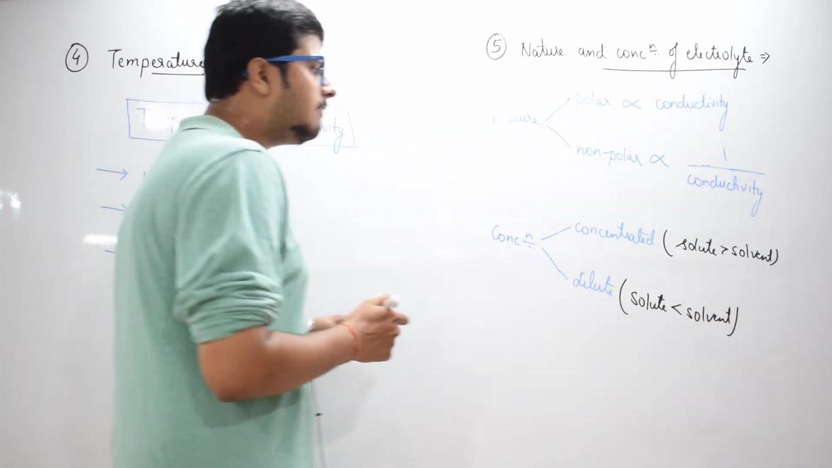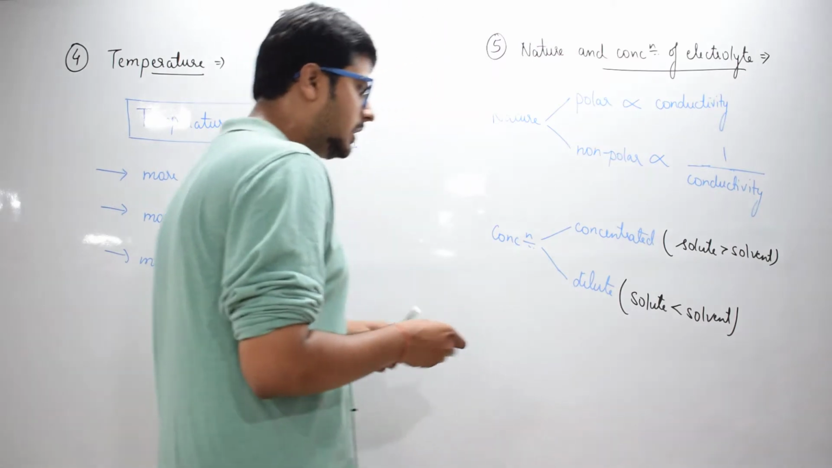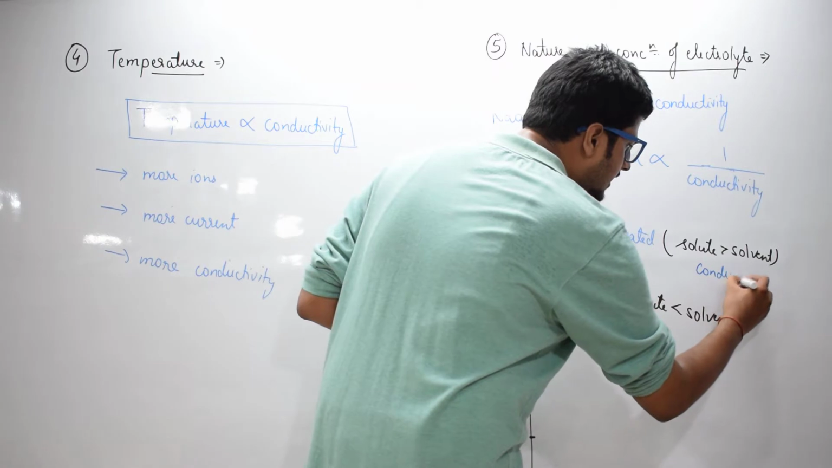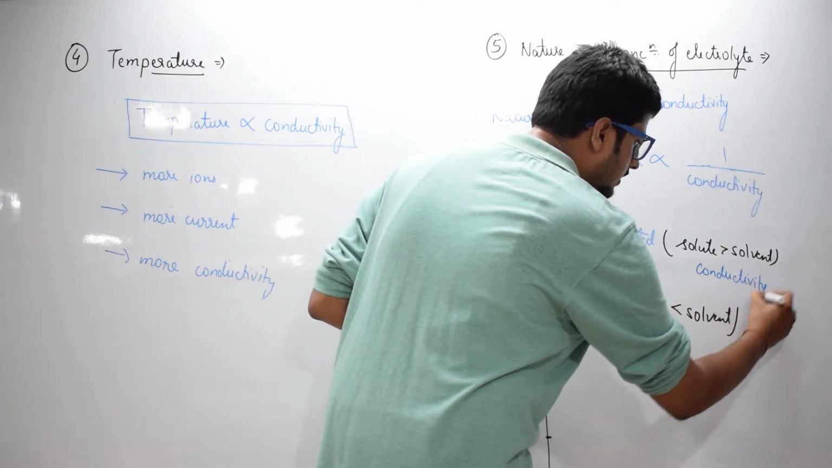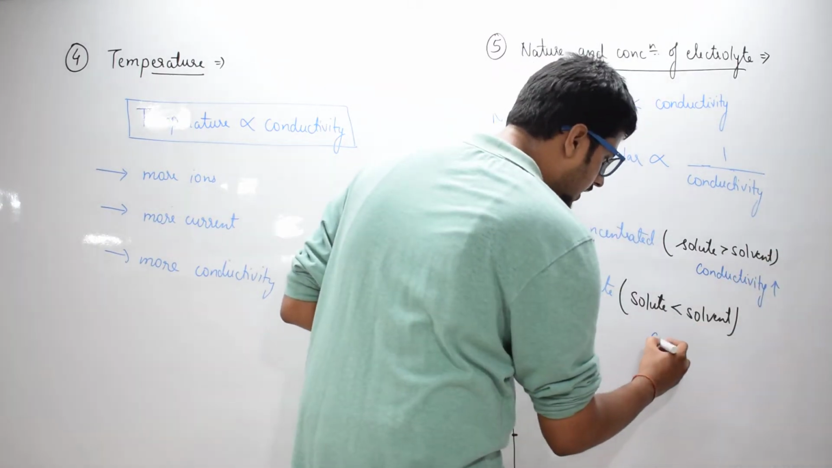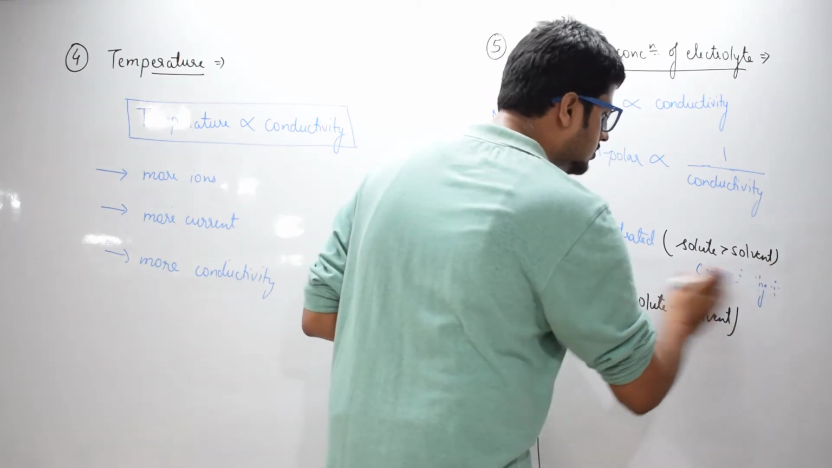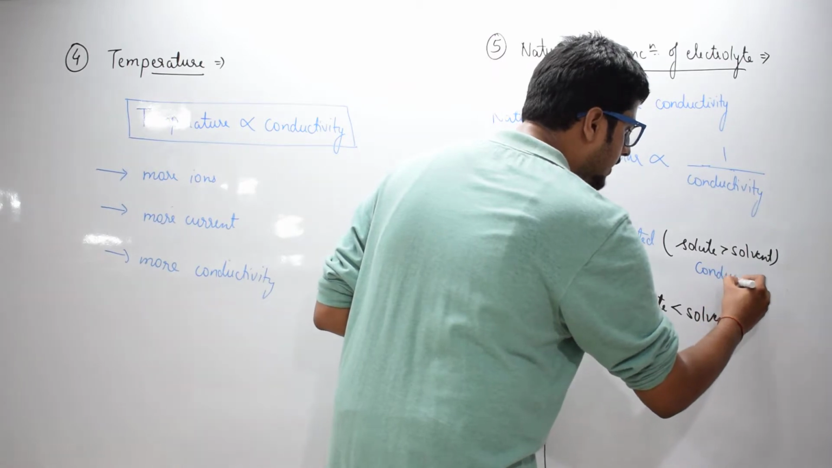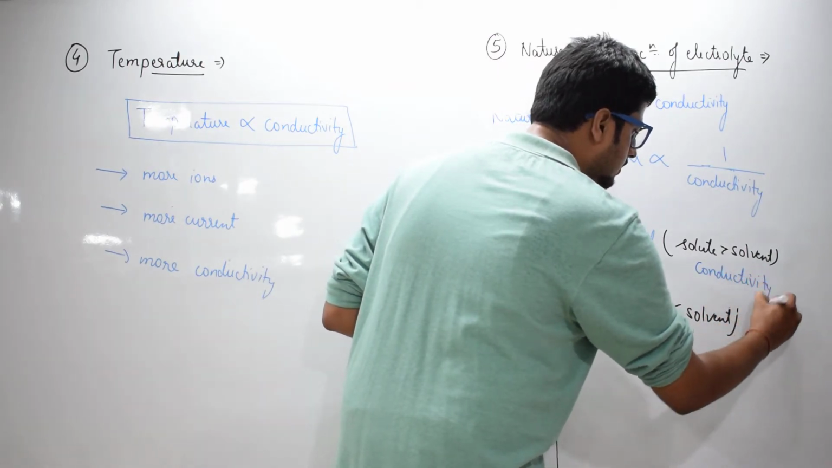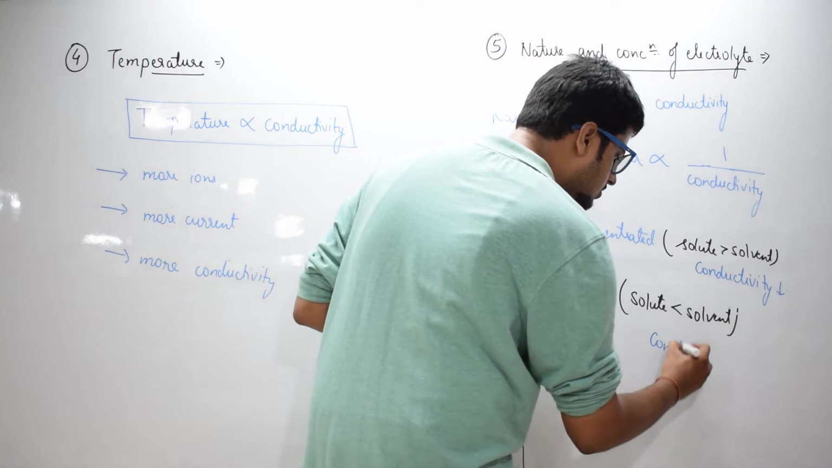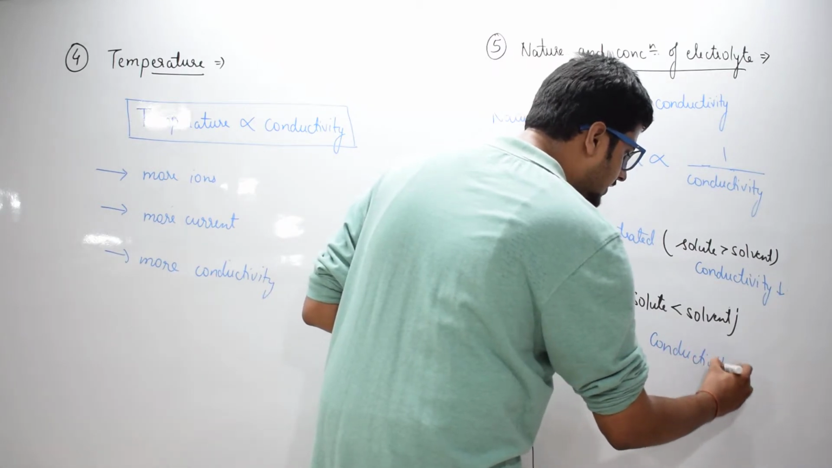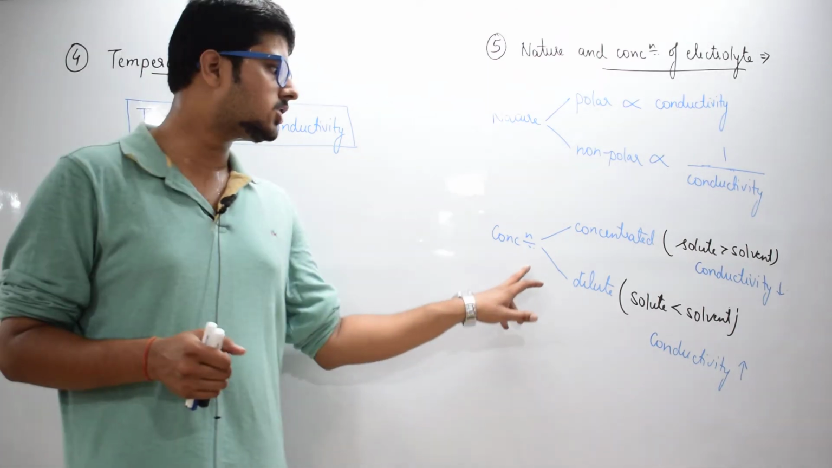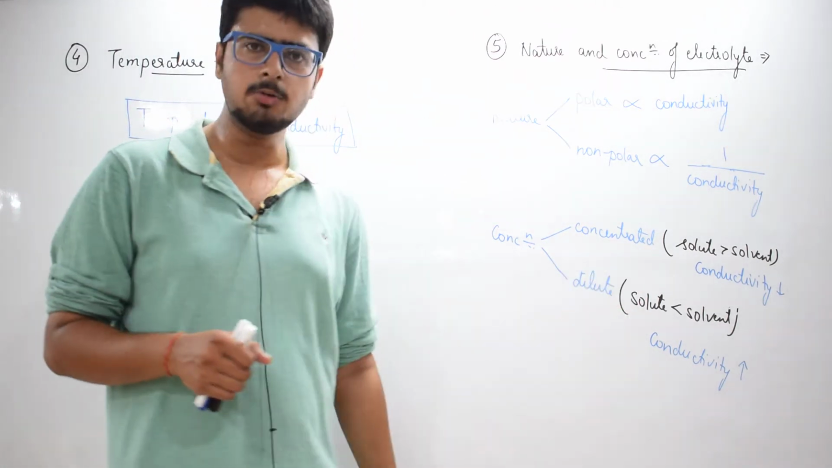So, if we have a concentrated solution, it always has a lower conductivity as compared to dilute solution, because dilute solution has a higher conductivity. So, these are the two factors. The concentration can either be concentrated or it can be dilute.